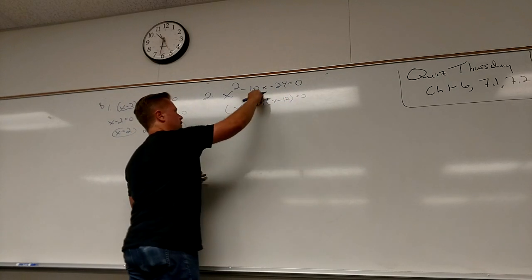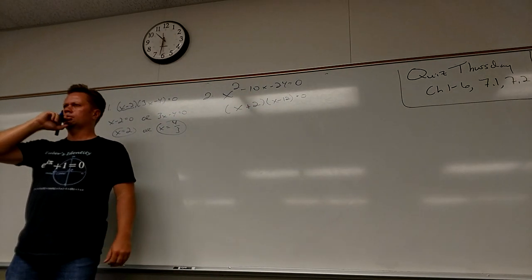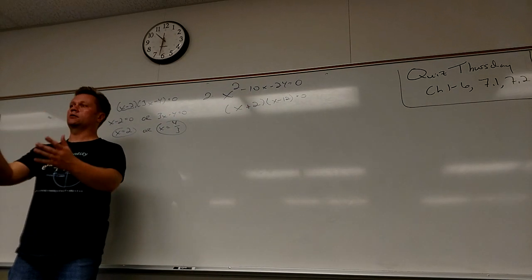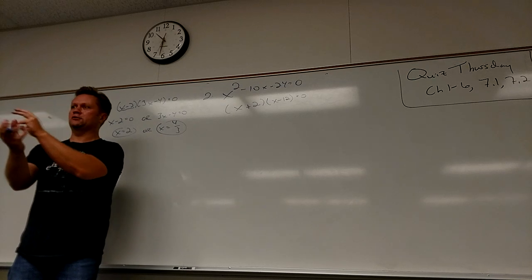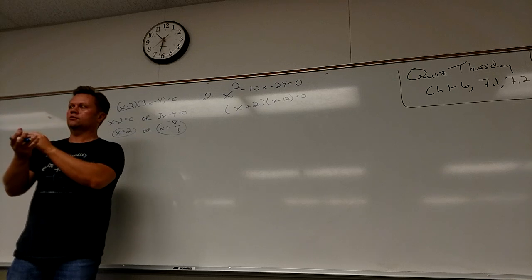Because they add to be negative 10, and they multiply to be negative 24. Does it matter? Like, why did you put negative 12 by? Doesn't matter. I have to pick a way to do it, but it could be either way, because multiplication is commutative. I like it.